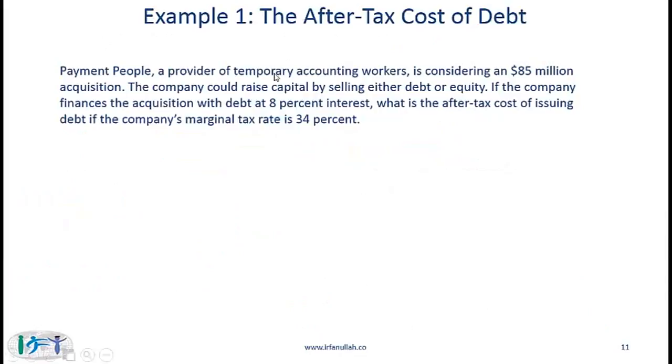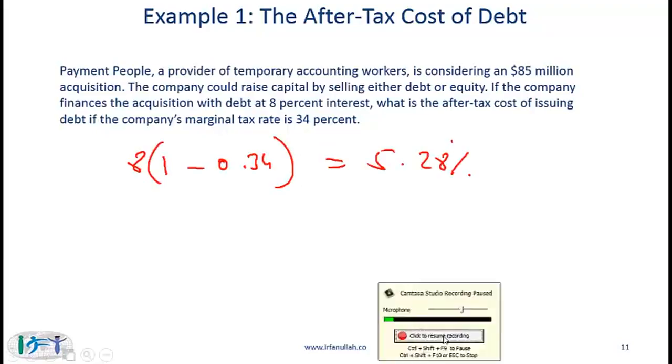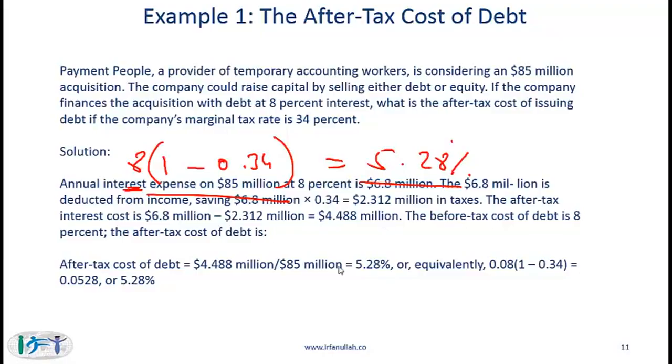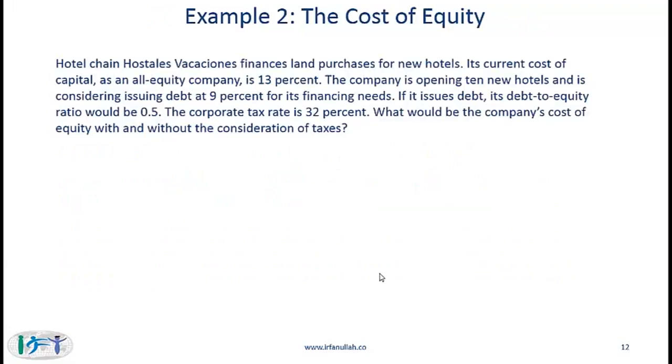Now we'll go through a few simple examples from the curriculum, and these can be done using your basic level 1 knowledge. So this is what you do. 8% before tax into 1 minus t gives you 5.28%. Very straightforward. Here is the working from the curriculum also. Next one, try this.